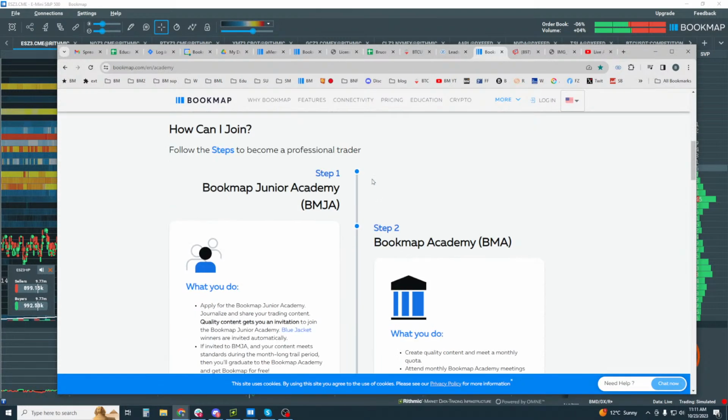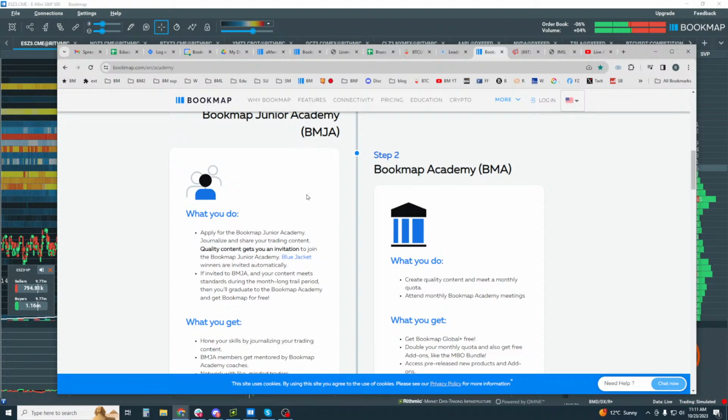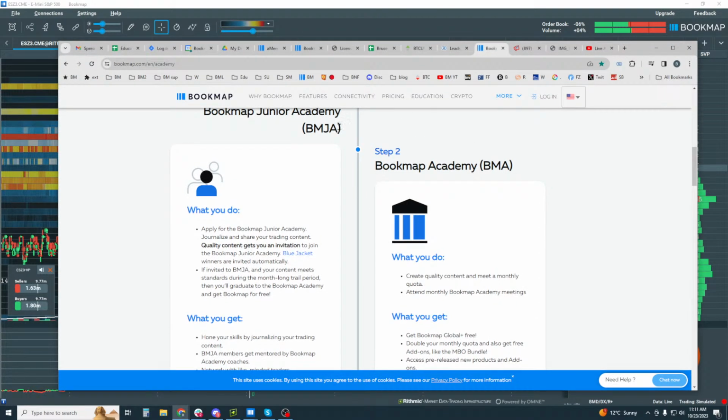Come in here. This is how it works. There's a Bookmap Academy and a Junior Academy. The first step is to apply to the Junior Academy and start creating some content, and we'll take a look at it, and we will review it. That's what we're going to do on Wednesday. We're going to review some of the Bookmap Junior Academy content, and we're also going to announce some of the traders that made it up into the Academy level here.